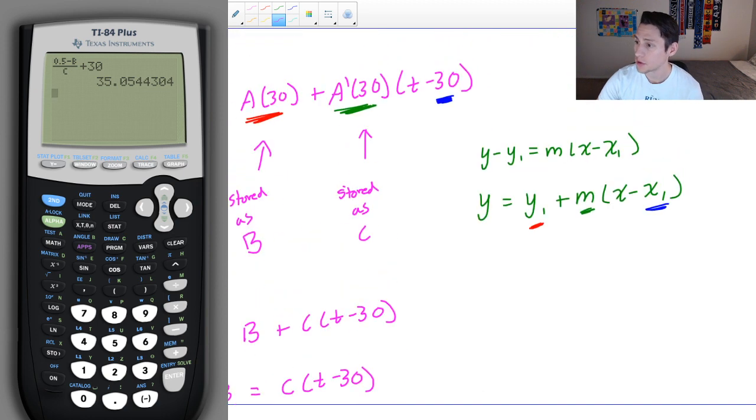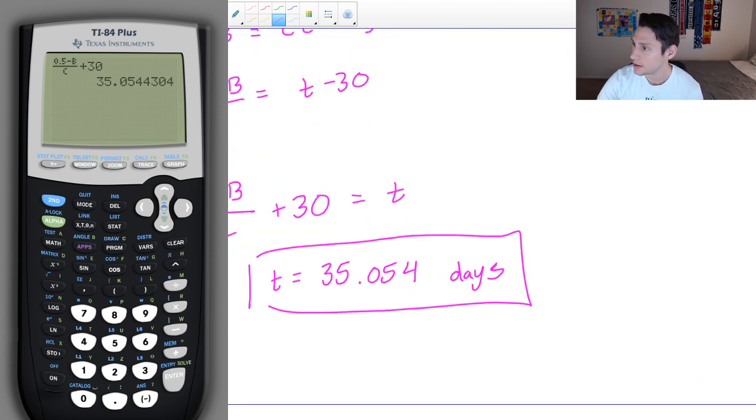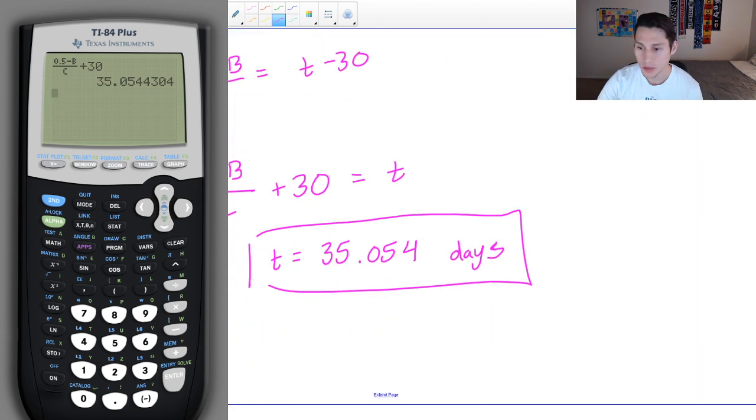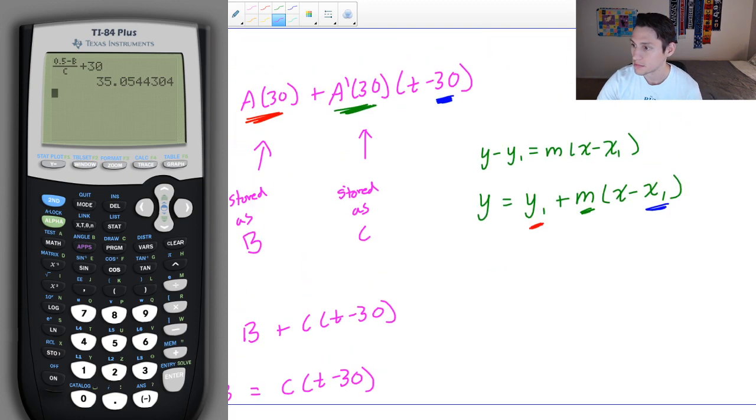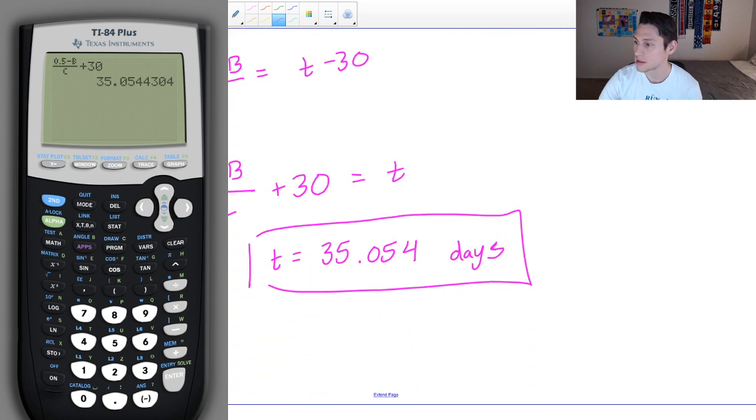If you're worried about numbers being rounded, the B and the C, since we have to use those in calculations later on, it concerns me: is my rounding screwing up my final answer? So you can store those as variables or letters in your calculator and then use them as you need. So that could help.